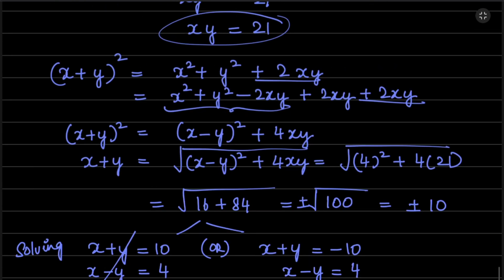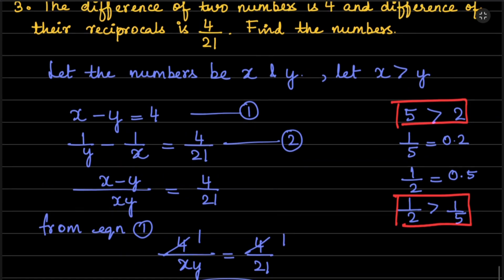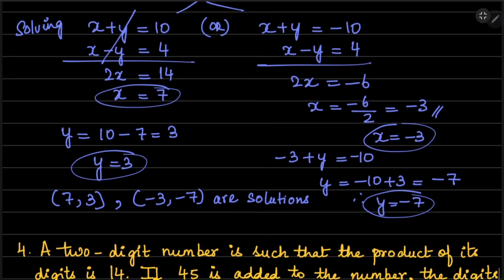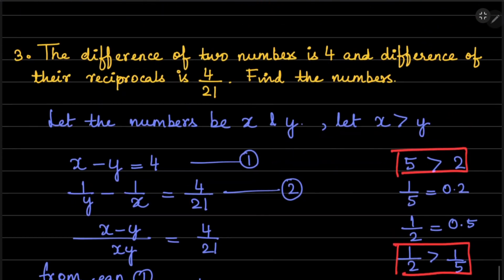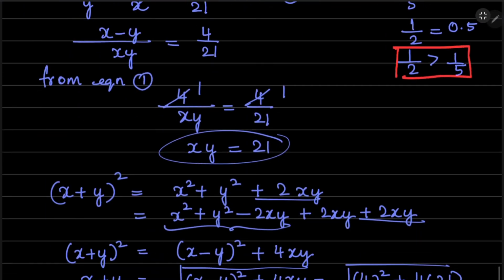So if you put both of these values in x minus y, you will be getting a 4. See, if you see here, what is your x here? 7. Right? x is 7, y is 3. So 7 minus 3 is 4. Again, minus 3 minus 7: minus 3 minus of minus is plus 7. Again, you are getting 4. So both are possible solutions. Okay. So that was your third question.